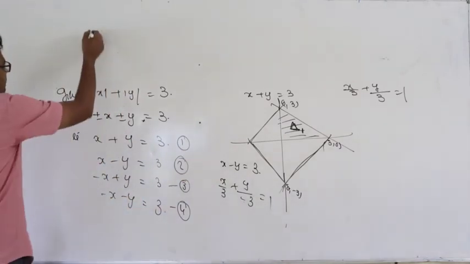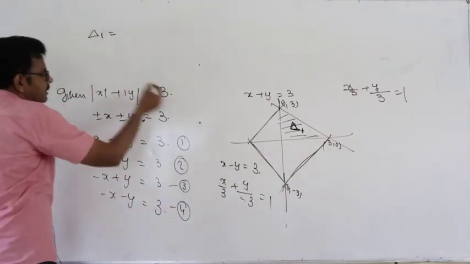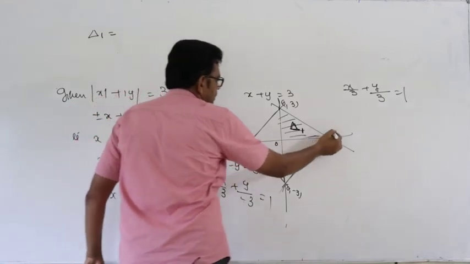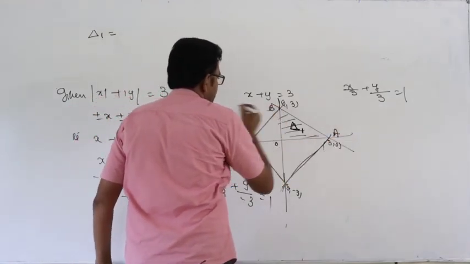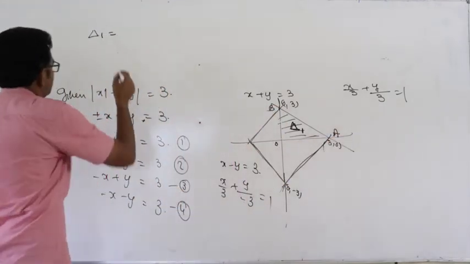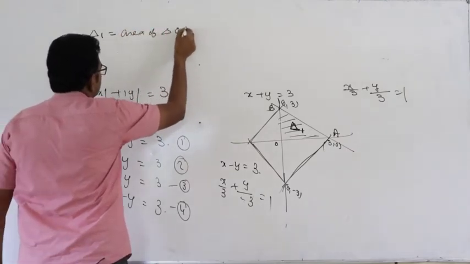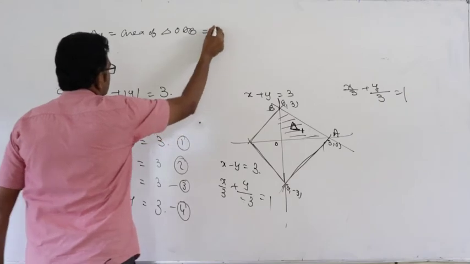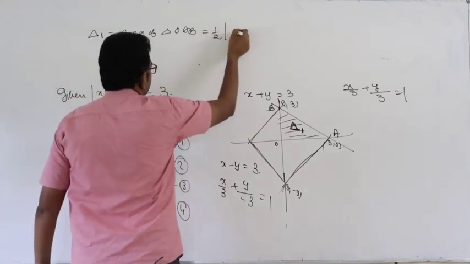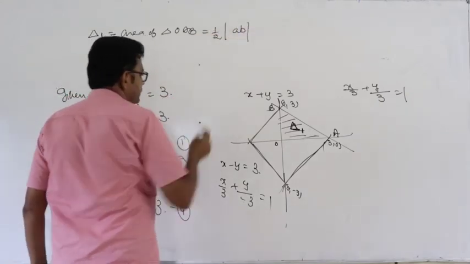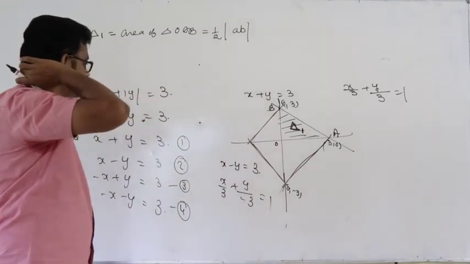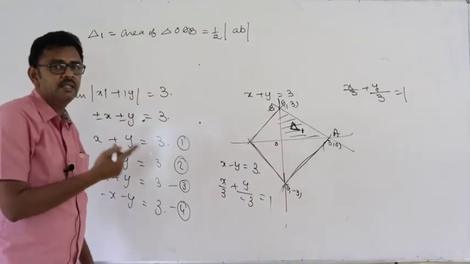Okay, delta 1 means what? It is equal to the area of this triangle, call it OAB. Area of triangle OAB is equal to half into base into height, half into x-intercept into y-intercept. That is the formula I discussed in the earlier class.